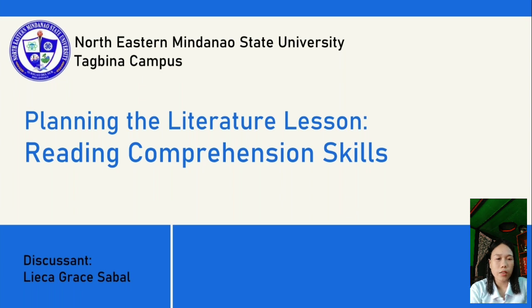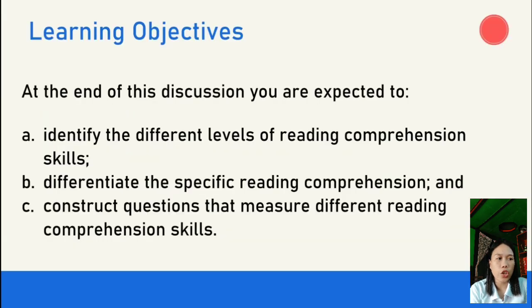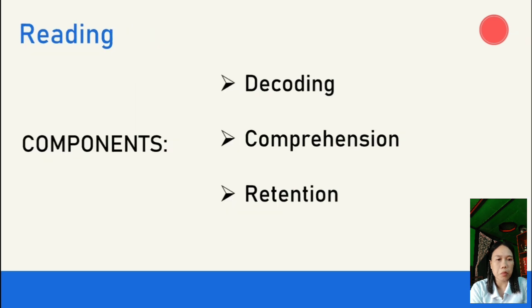Good day everyone! In this video, I will tackle planning the literature lesson, focusing on lesson 20, the reading comprehension skills. But before that, let's have first our learning targets. At the end of this discussion, you are expected to identify the different levels of reading comprehension skills, differentiate the specific reading comprehension, and construct questions that measure different reading comprehension skills.